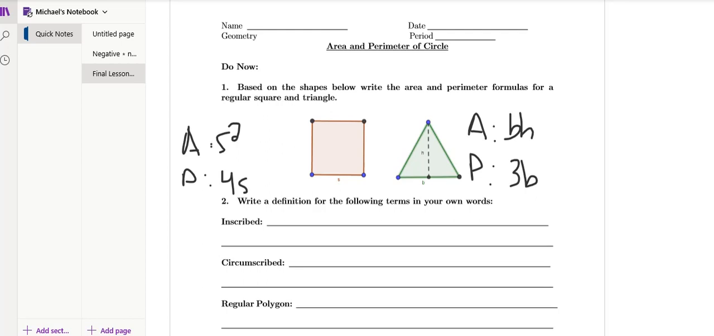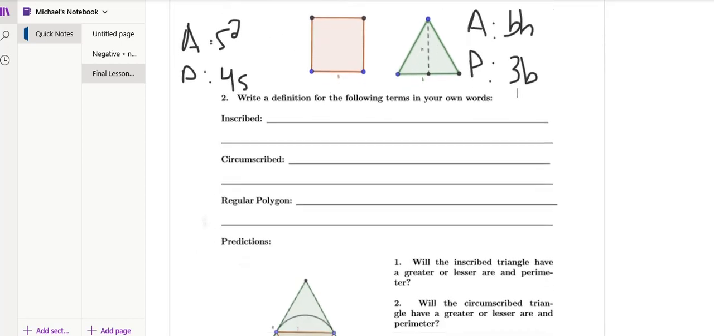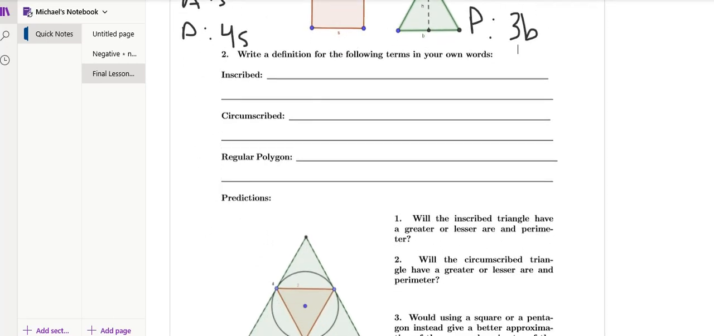Okay. The next part of the do now was to write in your own words the definition for the following terms. These may be terms you've seen before, they might not be. I kind of just want you all to get the chance to think about what those words mean. So take some time now, if you're watching the video, to think about what your definition is for those words.